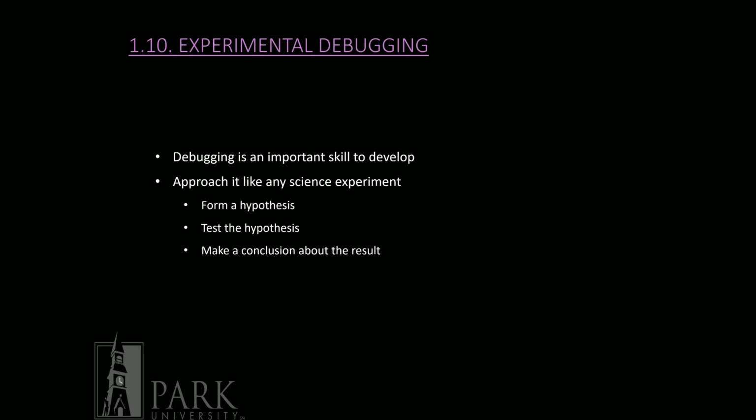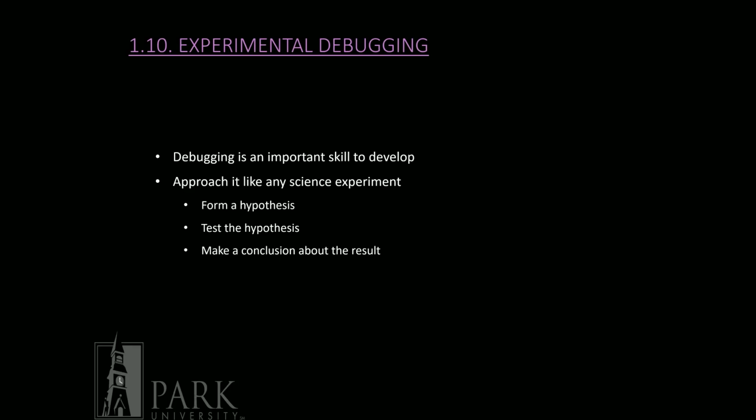You know, form a hypothesis in your mind. Why do I think that this isn't working? And then you test that hypothesis. You make a change to the line of code. And then you rerun your program to see if you fixed it. And if it didn't, you change it back and then change something else. So just like in an experiment, you only want to change one thing at a time.